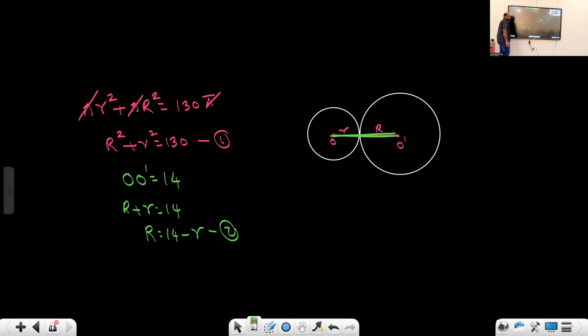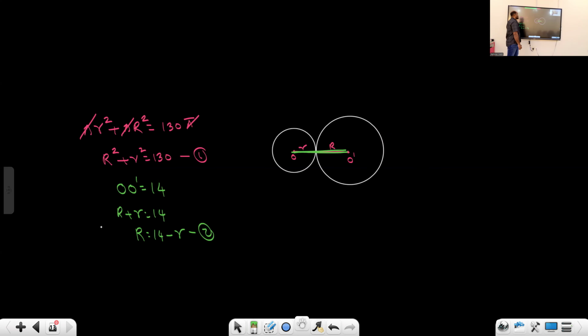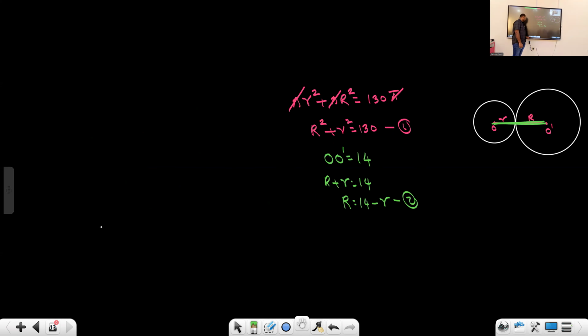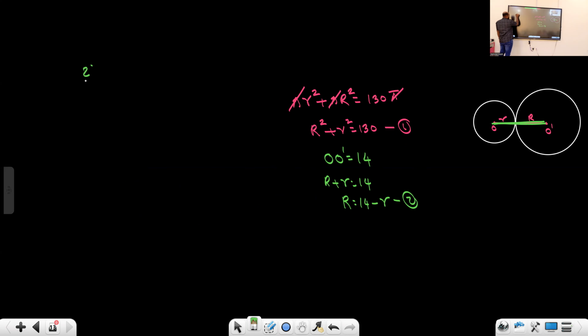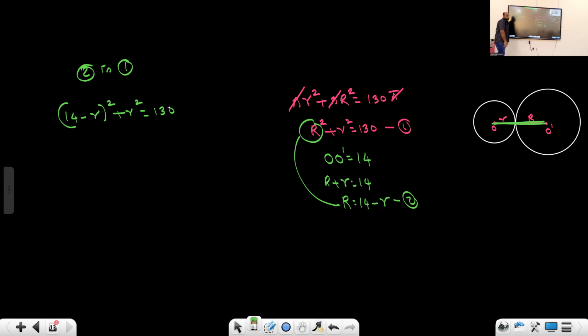Substitute 2 in 1. Now be careful, I am going to replace R with 14 minus r. It is a minus b whole square, so what is the expansion of a minus b whole square? a square minus 2ab plus b square, not a square minus b square. Expand it.